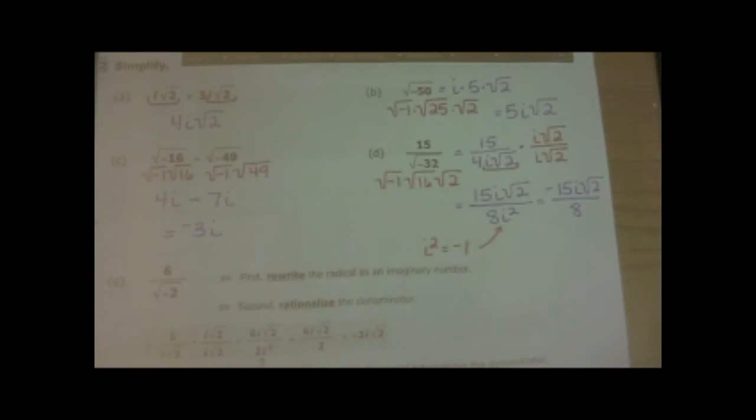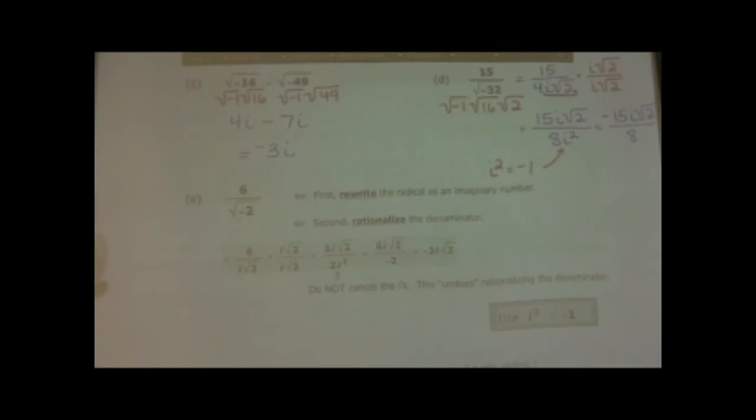All right, very last one. I've got 6 over the square root of negative 2. We already know what we need to do here, but this is worked out for us, so you don't need to write it. First thing, take the square root of negative 2 and write it using imaginary numbers. So you're going to split this up into the square root of negative 1 times the square root of 2, which happens to be i square root of 2.